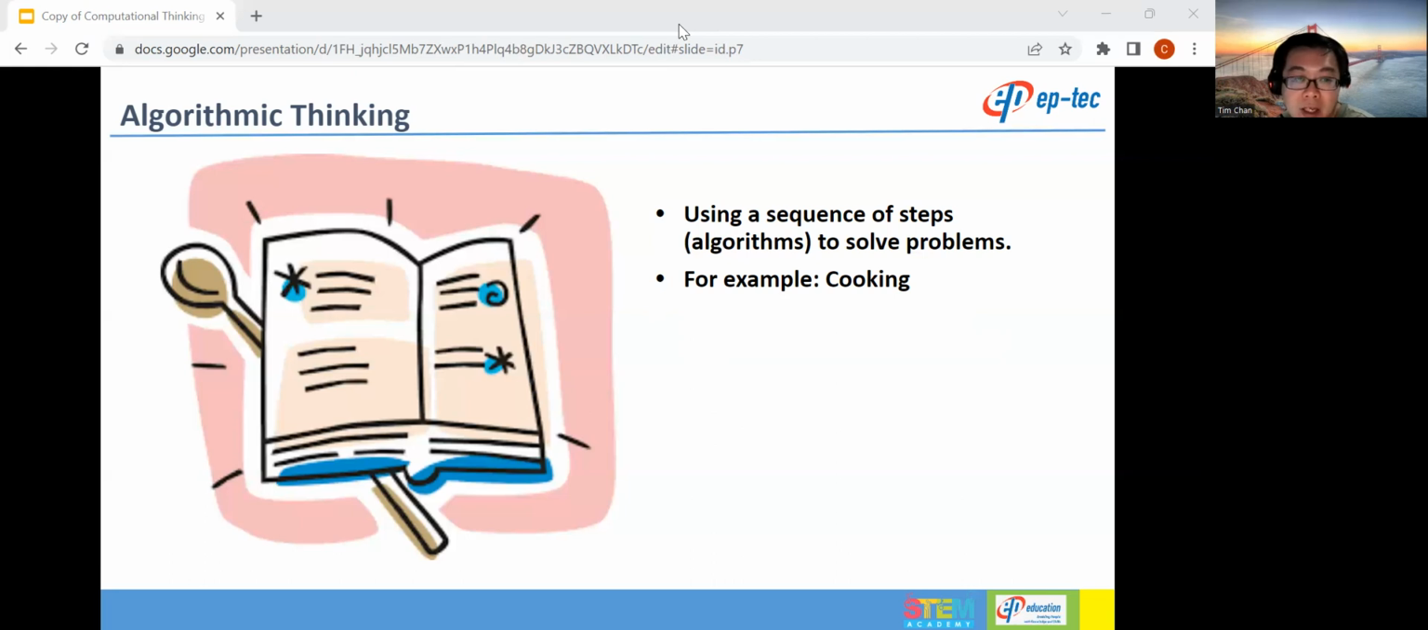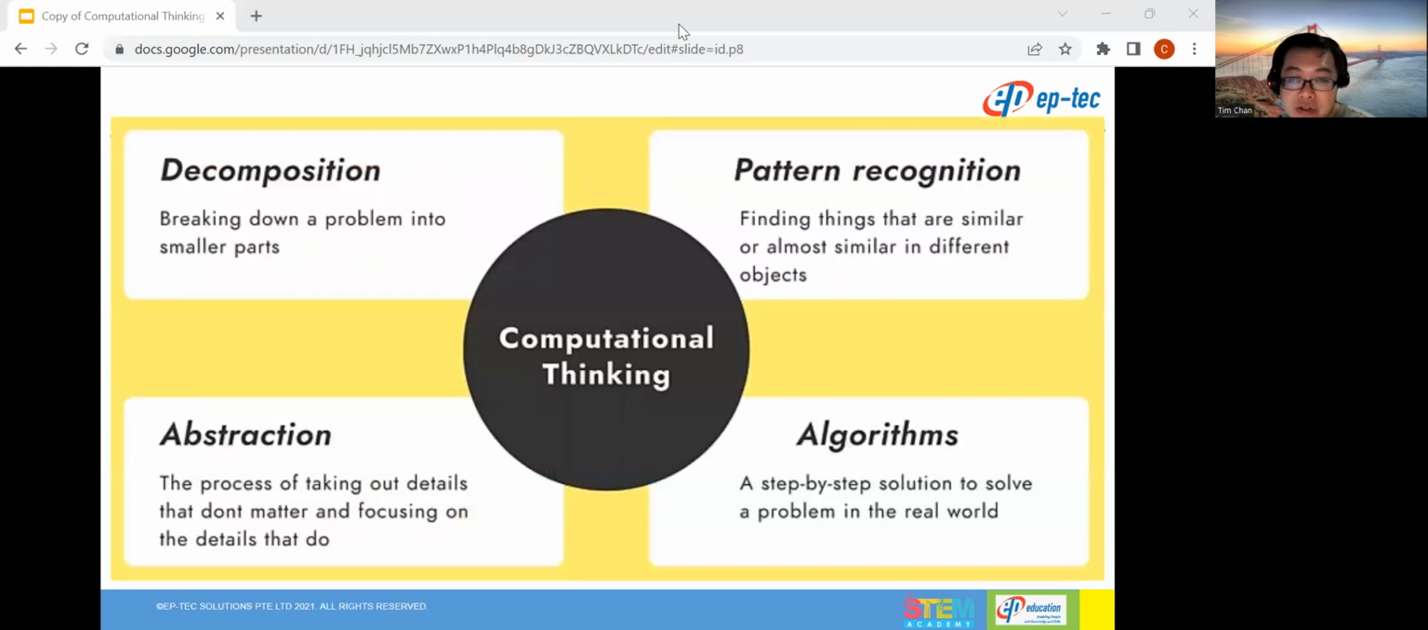That led us to this summary page. Just now we went through 4 steps in computational thinking. Decomposition is about breaking a problem down into smaller parts. Pattern recognition is finding things that are similar or almost similar in different objects. Abstraction is the process of taking out details that don't matter and focusing on the details that do.